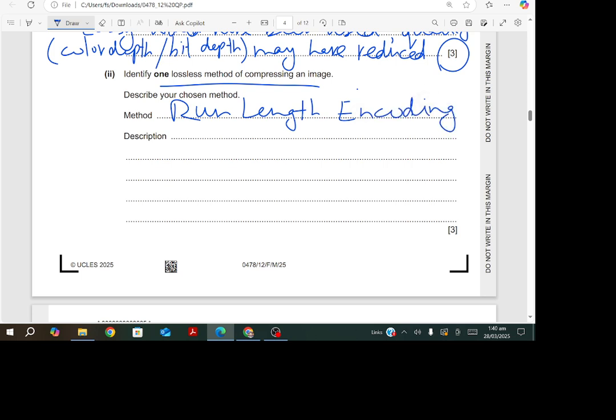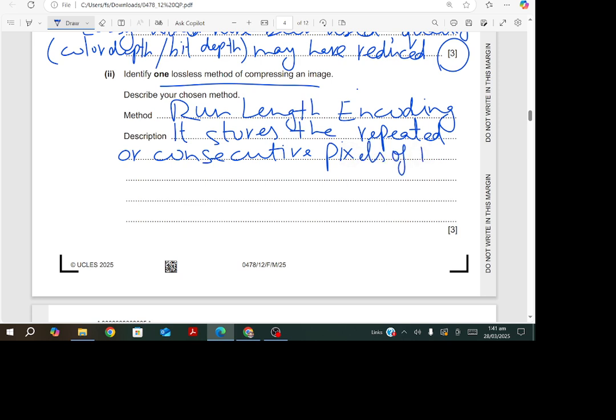What does it do? Run length encoding what does it do? It stores the repeated or consecutive pixels of the same color.